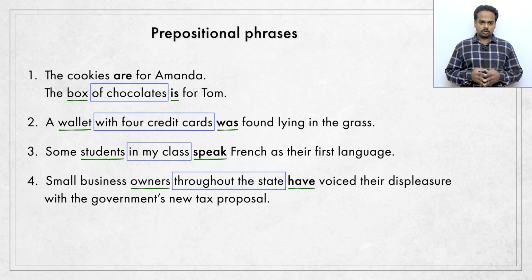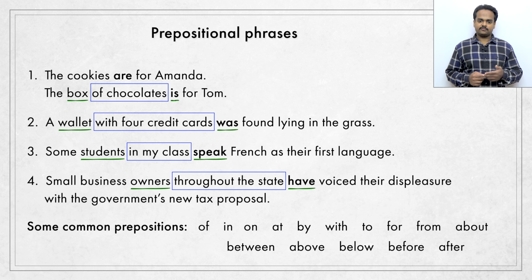Okay, now the important question is, how do we identify prepositional phrases? Well, the first step is to know the most common prepositions in English. These are words like of, in, on, at, by, with, to, for, from, etc. You see some of these on the screen. Of course, there are many more. When you see a preposition in a sentence, it will always be part of a phrase, that is a group of words: of chocolates, with 4 credit cards, in my class, throughout the state, and so on.